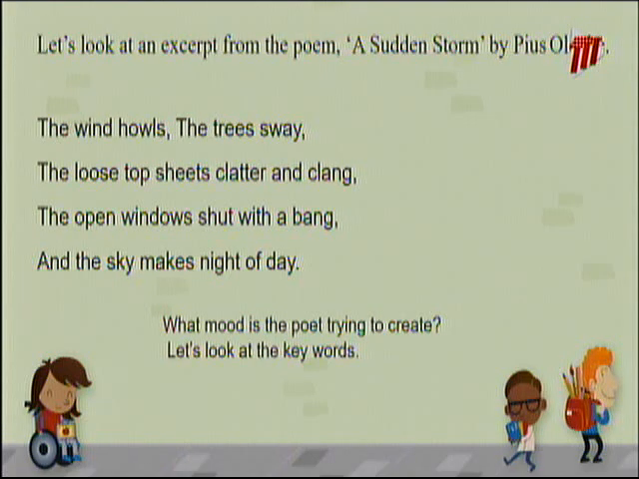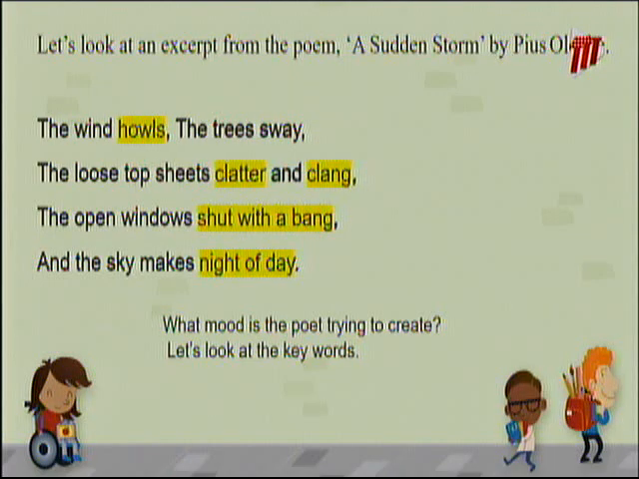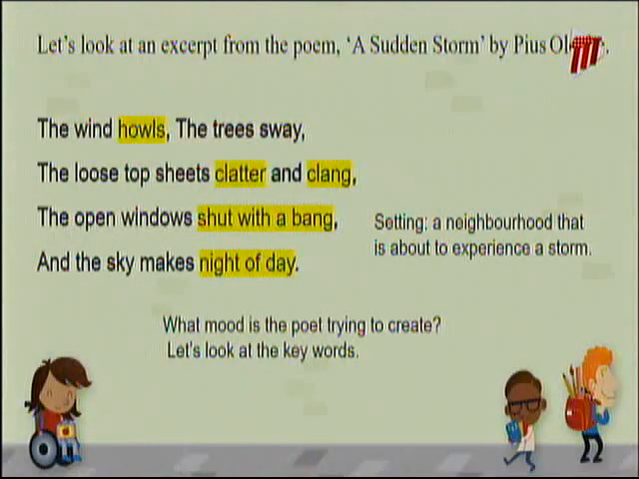What mood is the poet trying to create? Let's look at the key words. Howls, clatter, clang, shut with a bang, night of day. How would you feel if you were placed in a similar setting? The setting here is a neighborhood that is about to experience a storm. If you said that you would feel eerie or scary, then you are correct. This would be the mood that the poet was aiming to create in this stanza of the poem.